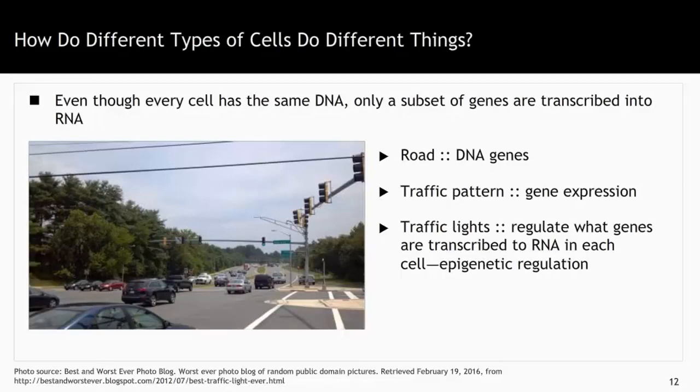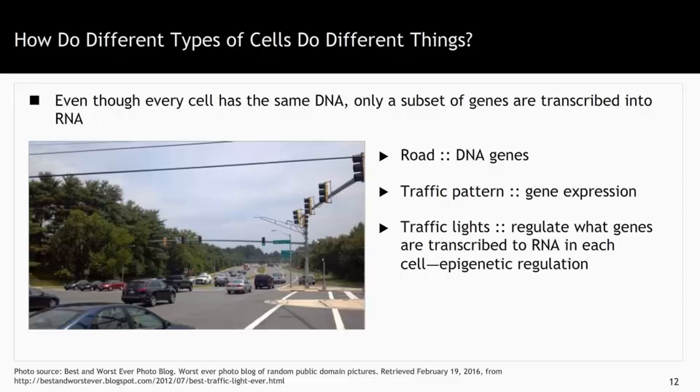Remember, every single cell in the body contains the same type of DNA. The way an eye cell and a liver cell are different is because even though every cell has the same DNA, only a subset of genes are then transcribed into RNA. And this is described in the field of epigenetics.